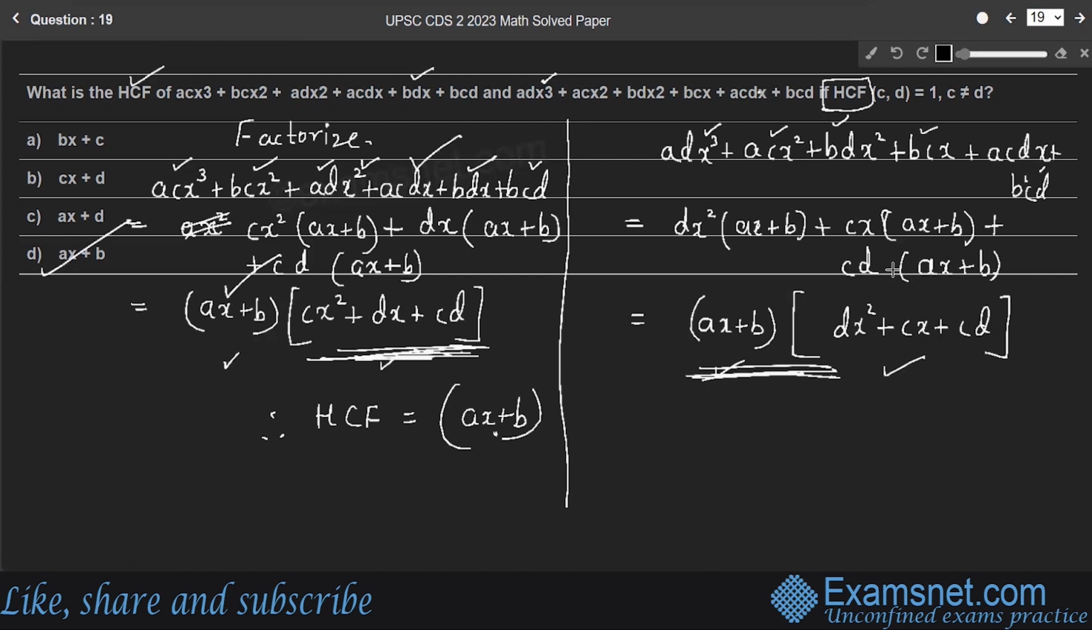So it is given that C is not equal to D, right? Therefore, we have taken separately C and D. So no need to equate C to D. So therefore, the common factor is Ax plus B.